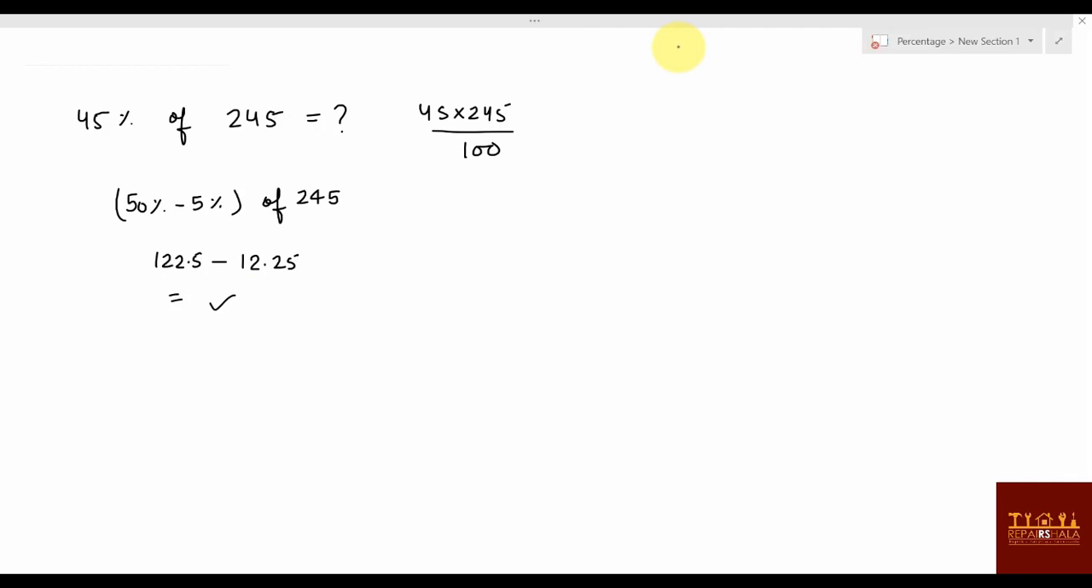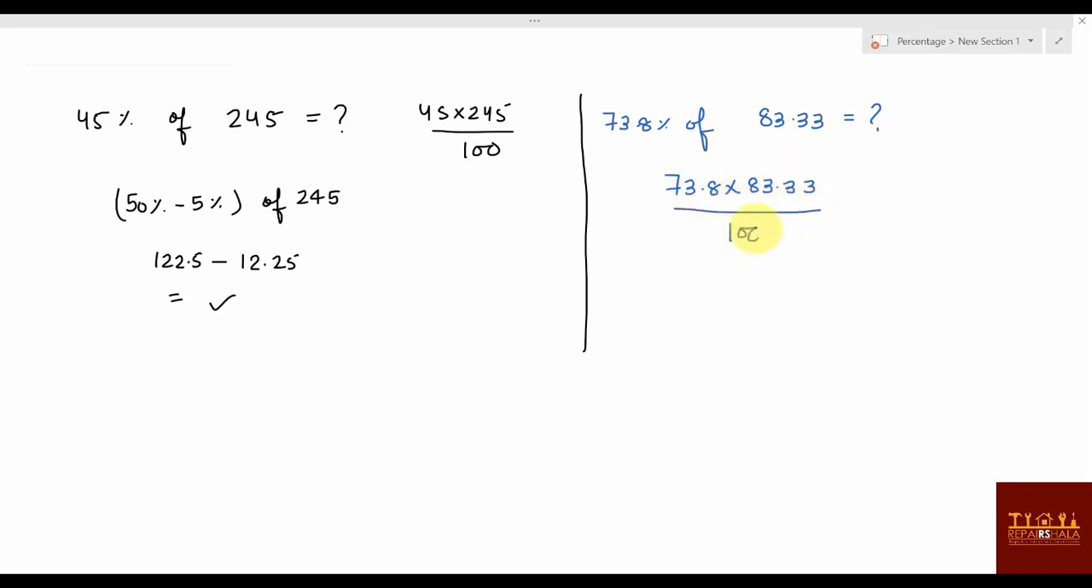Another example: 73.8% of 83.33. How will you solve? Never say that it will be 73.8 into 83.33 by 100. By this way, obviously, you don't need my class. You need a calculator.